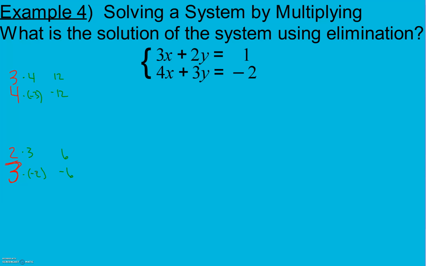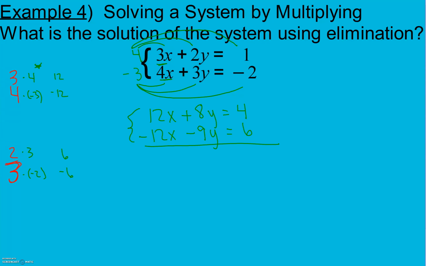So it does not matter here if you do x's or y's. I'm going to go ahead and do the x's. So to get my x's to be opposite, again, I'm trying to get one to be 12 and one to be negative 12. So I multiply the top by 4 and the bottom by negative 3. And whatever I do to one piece of an equation, I have to do to all of them. In my top equation, I have 12x plus 8y equals 4. And in the bottom, I have negative 12x minus 9y equals 6.